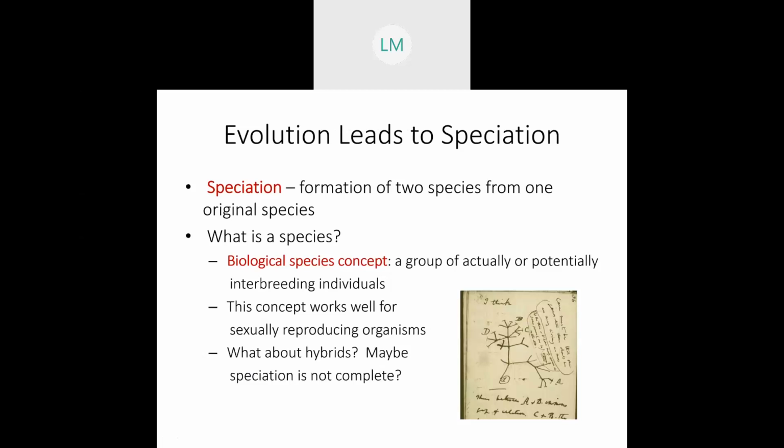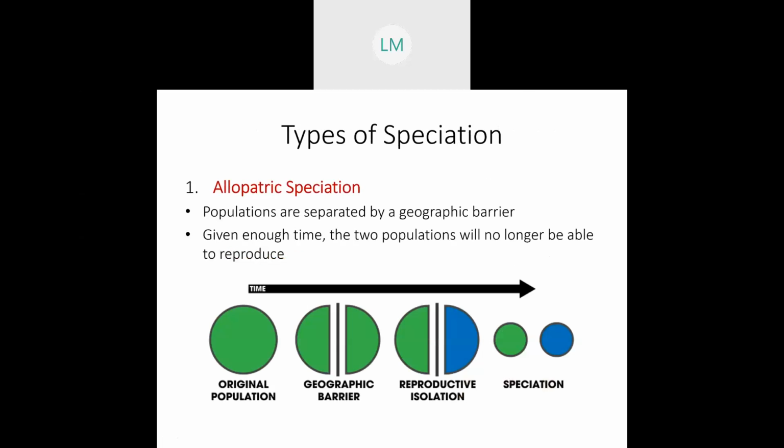So that's one of the ways that we explain away hybrids when we're talking about the biological species concept, because speciation doesn't just happen in one instance. It's a long process. So if we've caught it in the middle of that process, there's still a lot of potential for interbreeding there. There are two types of speciation.